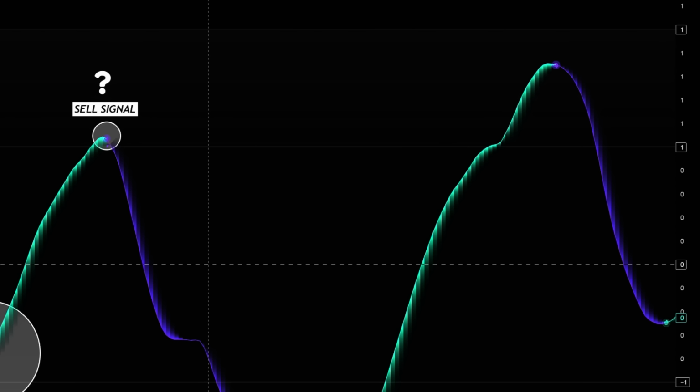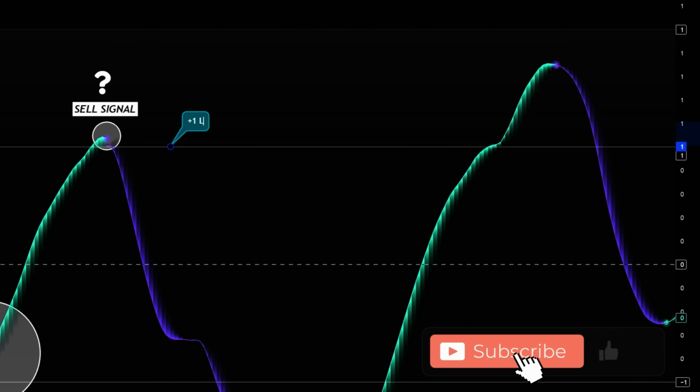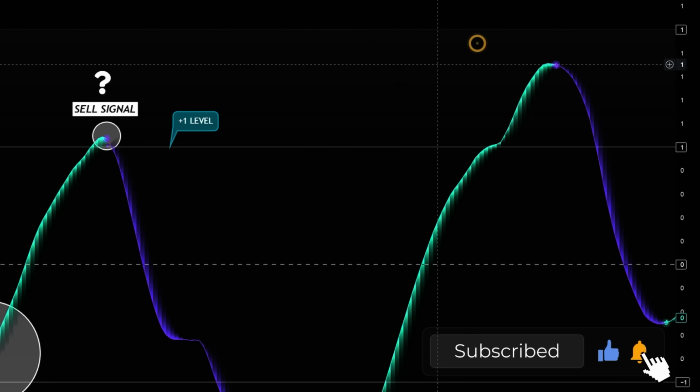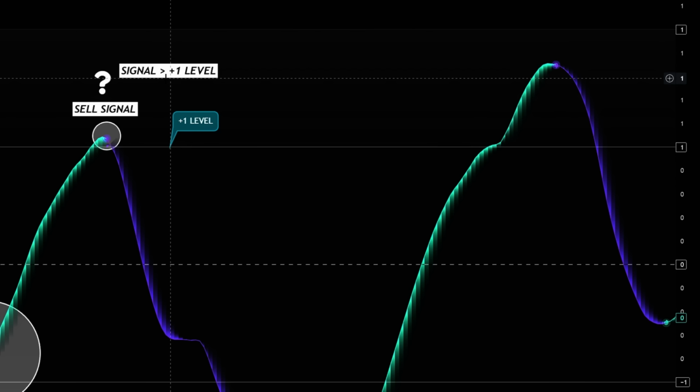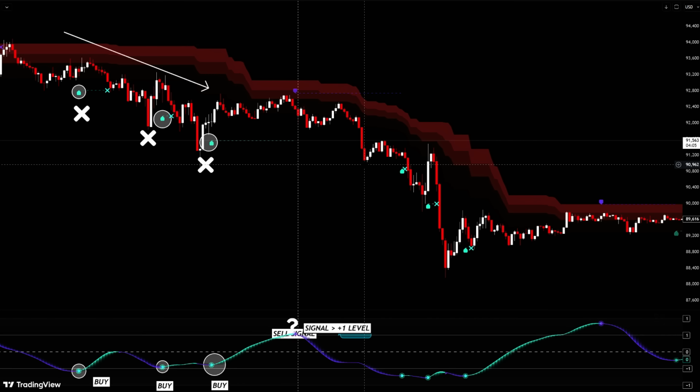A sell signal above that level tells you the market had enough momentum before the signal formed. There's energy behind the move. When sell signals form below the level, momentum is weak, price is often ranging. Follow through is unreliable. Those signals are ignored. In this case, the sell signal forms above the +1 level. That makes it valid, not guaranteed, but qualified. Only now does it deserve attention.